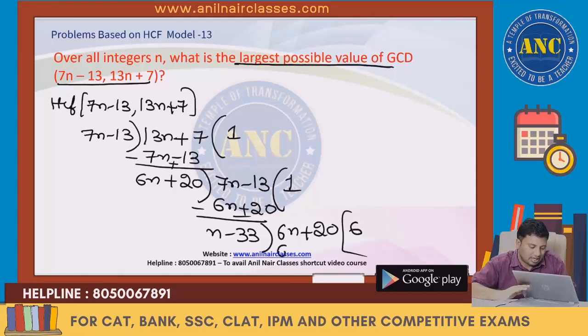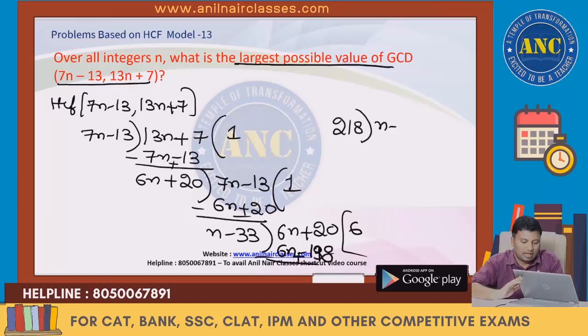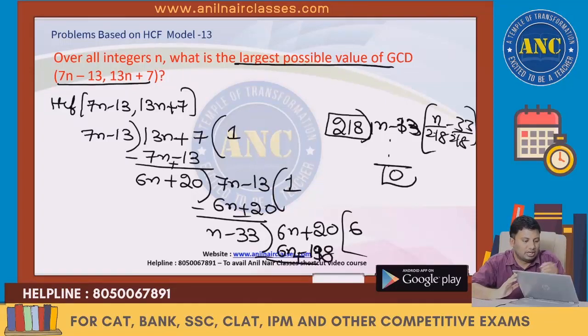6 times is 6n minus 198. These are nothing but 218. 218, n minus 33. There will be some number, for example n by 218 minus 33 by 218. If I divide, I will get a remainder 0. So 218. What is the question? Largest possible value of GCD. So either it could be 218 or the factors of 218. So the largest possible value will be 218.